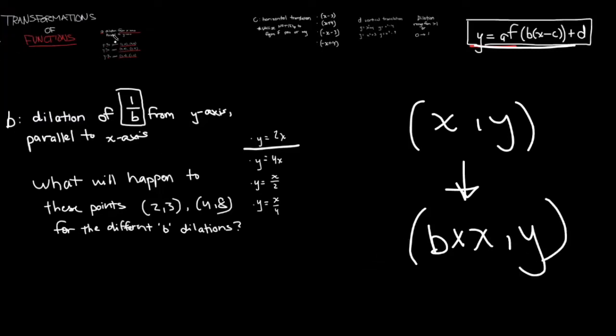So remember how a was parallel to the y-axis? That means that a was multiplied to y. Well, this time, since b is parallel to the x-axis, it is multiplying with x.